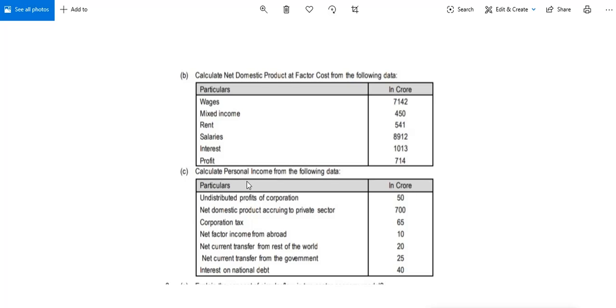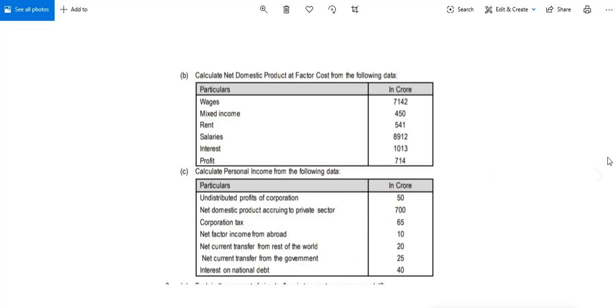See the second part. Calculate personal income from the following data. You got undistributed profits of the corporation 50 crores. Net domestic product accruing to private sector, that is the actual income of the concerned sector, which is 700. Corporation tax 65. Net factor income from abroad NFIA is 10. Net current transfer from rest of the world 20. Net current transfer from the government 25. Interest on national debt is 40.